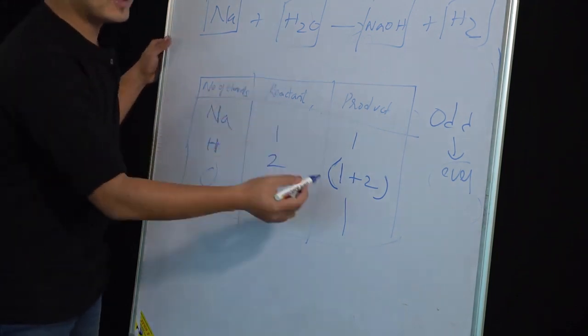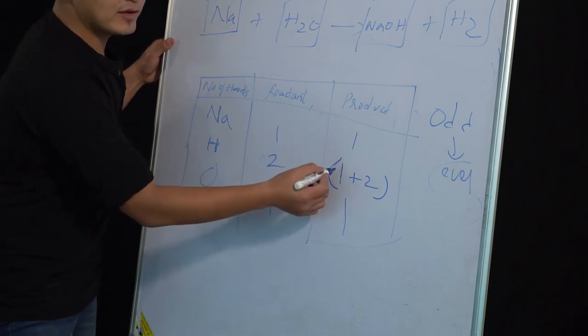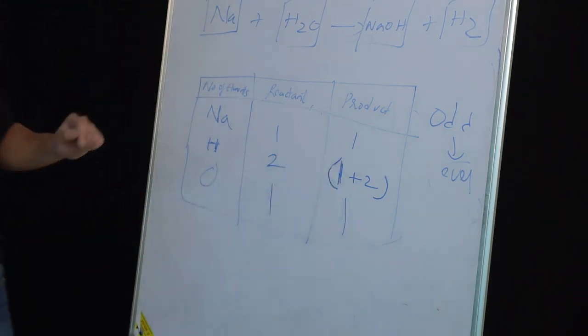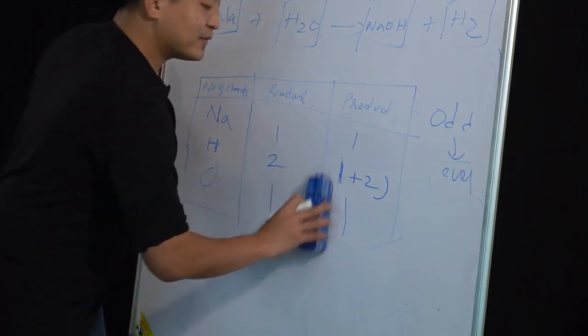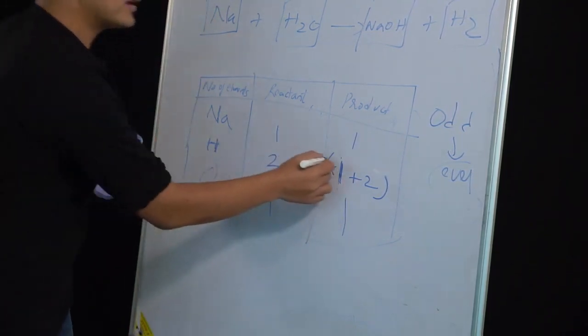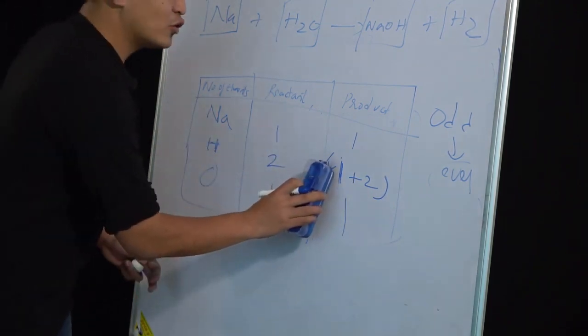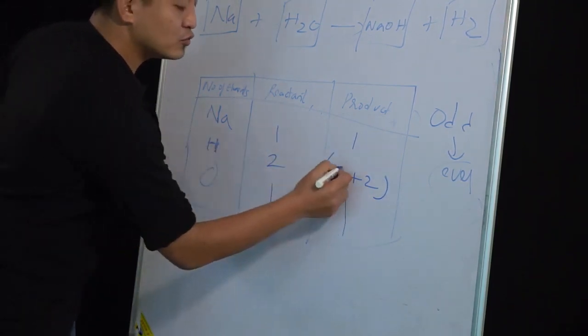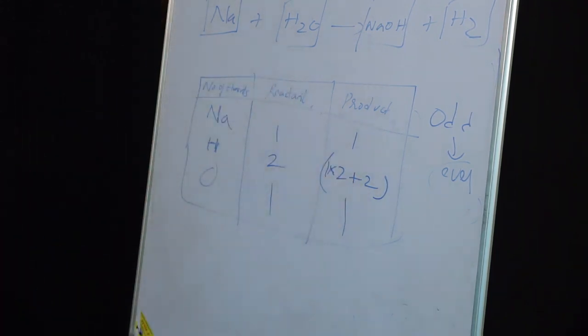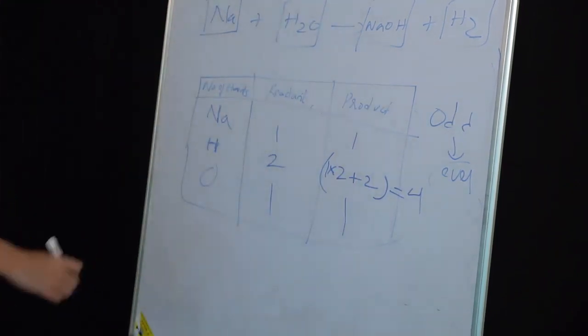So here the odd number that we see is 1. Now let's start balancing. If I multiply 1 into 1, the answer is the same, and I'm going to get 3. So what I'll do is multiply with 2. That means 1 into 2, 2, 2 plus 2, that means I get 4 hydrogen.